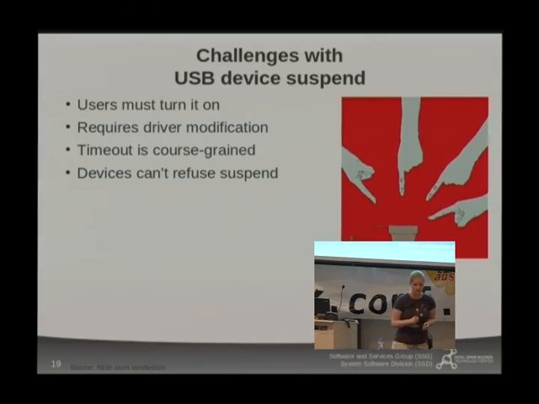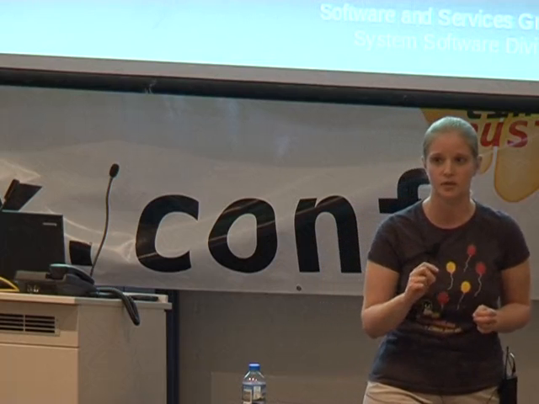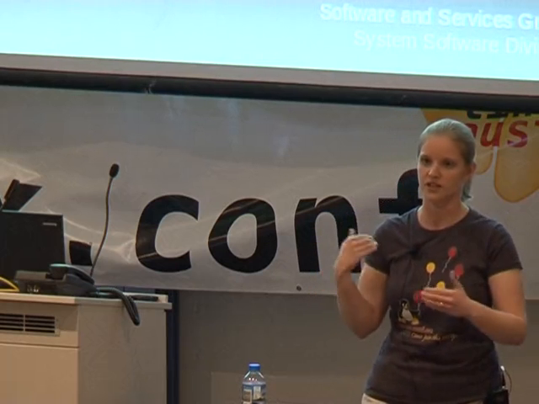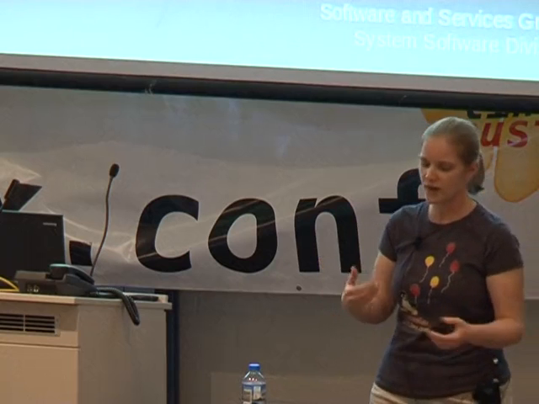The other problem is that with device suspend right now, the timeout is 2 seconds, and that's a little too coarse-grained. We'd like something more on the millisecond or nanosecond level. Also, a device can't refuse to allow the host to put it into suspend. The host is just going to do it. So if it's a Bluetooth radio and it's in the middle of receiving a message, it really doesn't want to go into that lower power state, but it has no way to tell the host that it shouldn't. So we needed a way to let devices say, no, don't put me to sleep just yet.